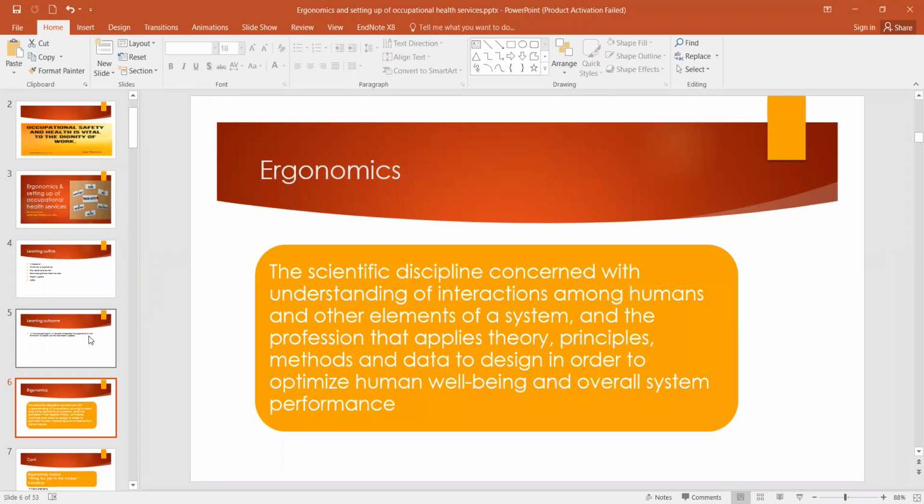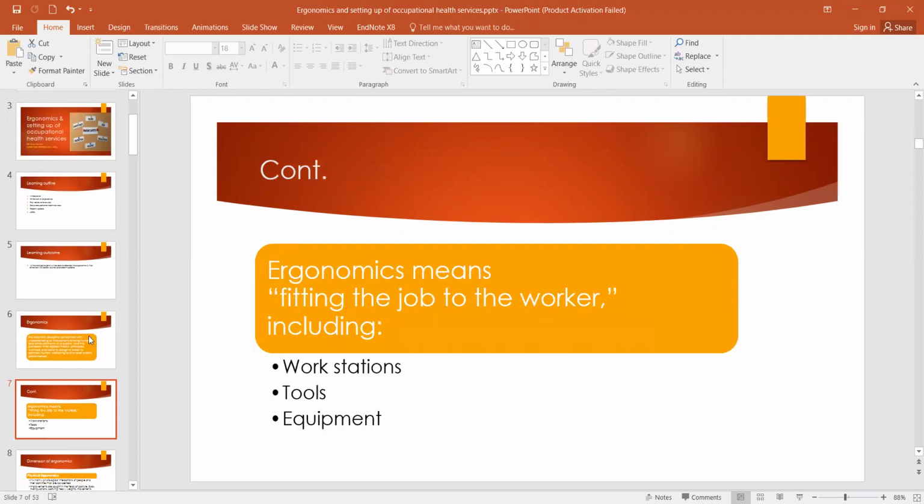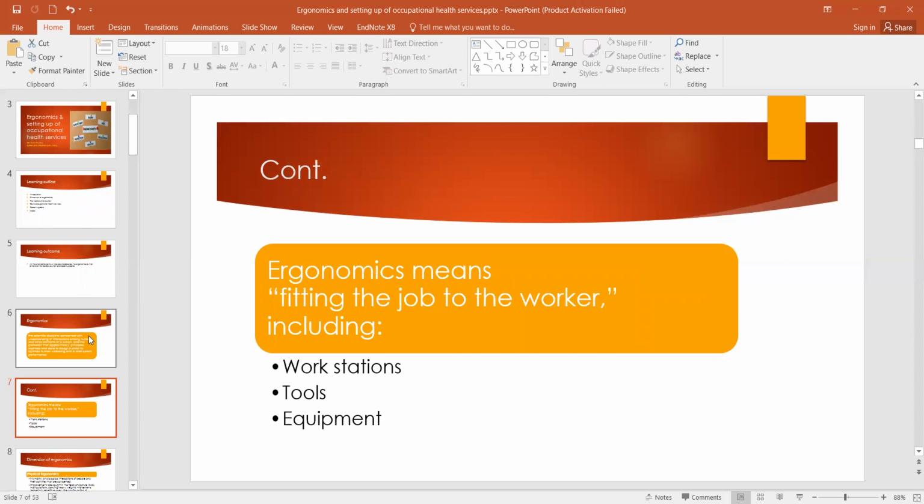Ergonomics is the scientific discipline concerned with understanding of interaction among humans and other elements of a system, and the profession that applies theory, principles, methods, and data to design in order to optimize human well-being and overall system performance. Ergonomics means fitting the job to the worker, and for this purpose, we include proper workstation, proper tools and equipment that are required for a good job.